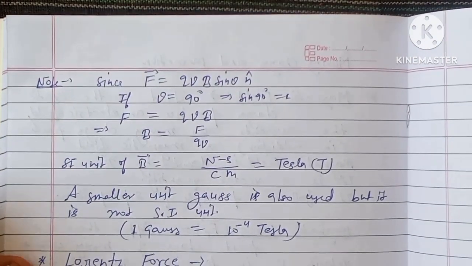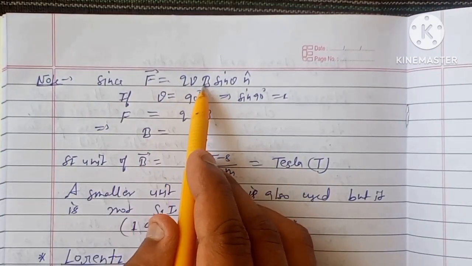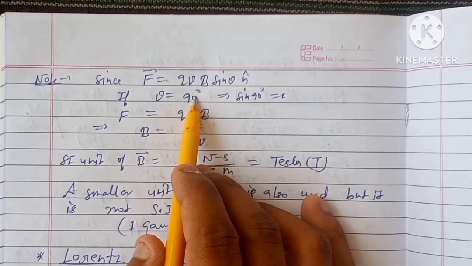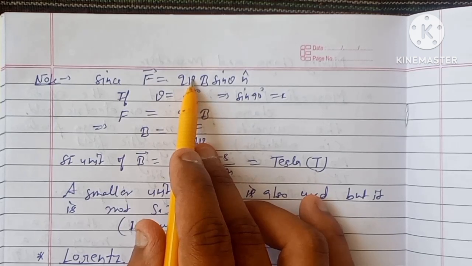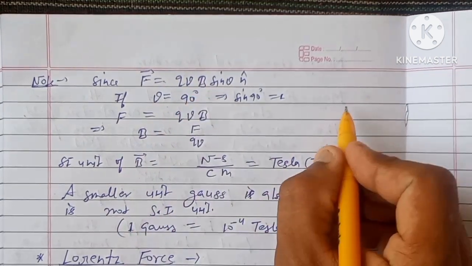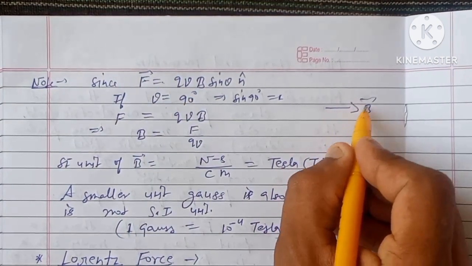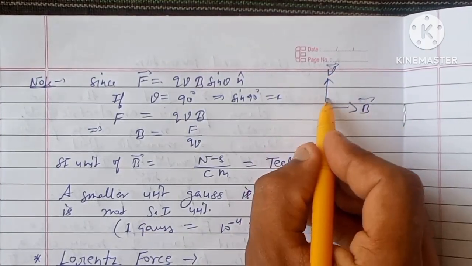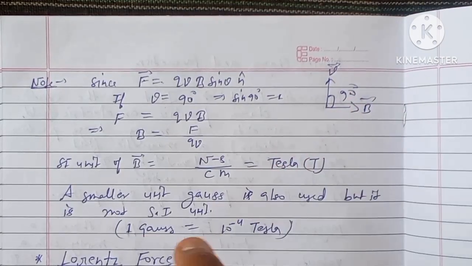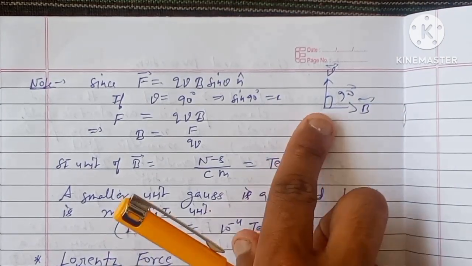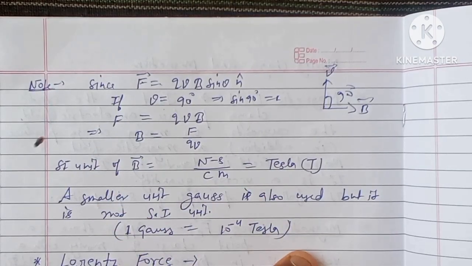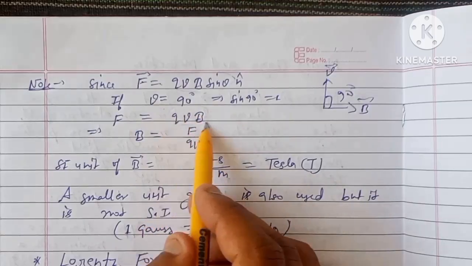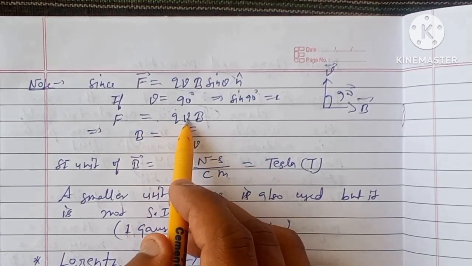Now let us make a note. Since F = q V × B, that is qVB sin theta n cap, if theta is 90 degrees, that is, the velocity of the charge is perpendicular to the magnetic field, let us suppose the magnetic field is in this direction and the charge is moving perpendicular to it, then the angle is 90 degrees. In this case, the magnetic field will exert a maximum force on the charge. And how much is this force? This amount of force is exerted, F = qvB.